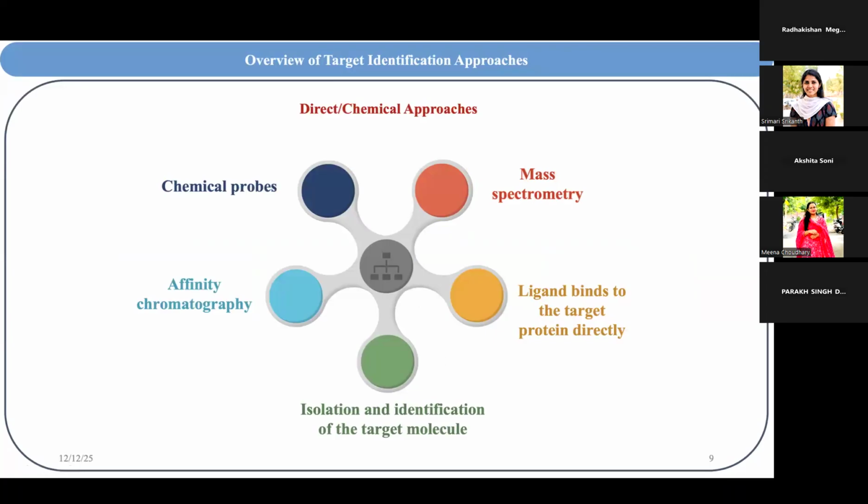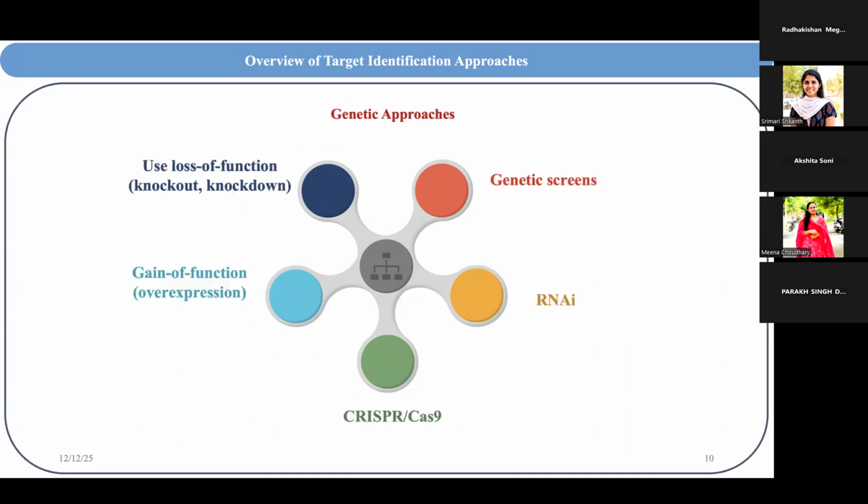So in direct chemical approaches, the methods are classified with respect to each experimental method: using chemical probes, affinity chromatography, isolation and identification of the target molecule, ligands that bind to the target protein directly, and using mass spectroscopy. In the case of genetic approaches, the approaches include knockout and knockdown strategies using loss of function and overexpression, CRISPR-Cas9 studies, which are a very powerful technique, and RNA interference and genetic screens.